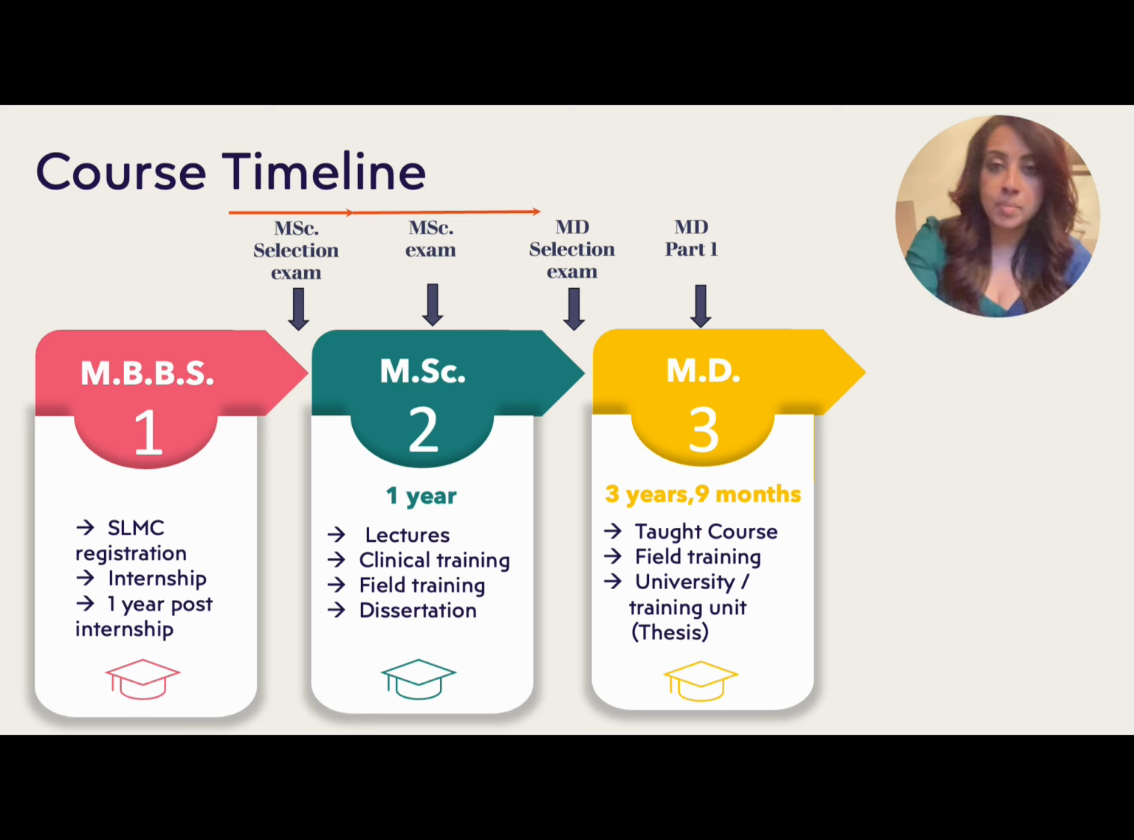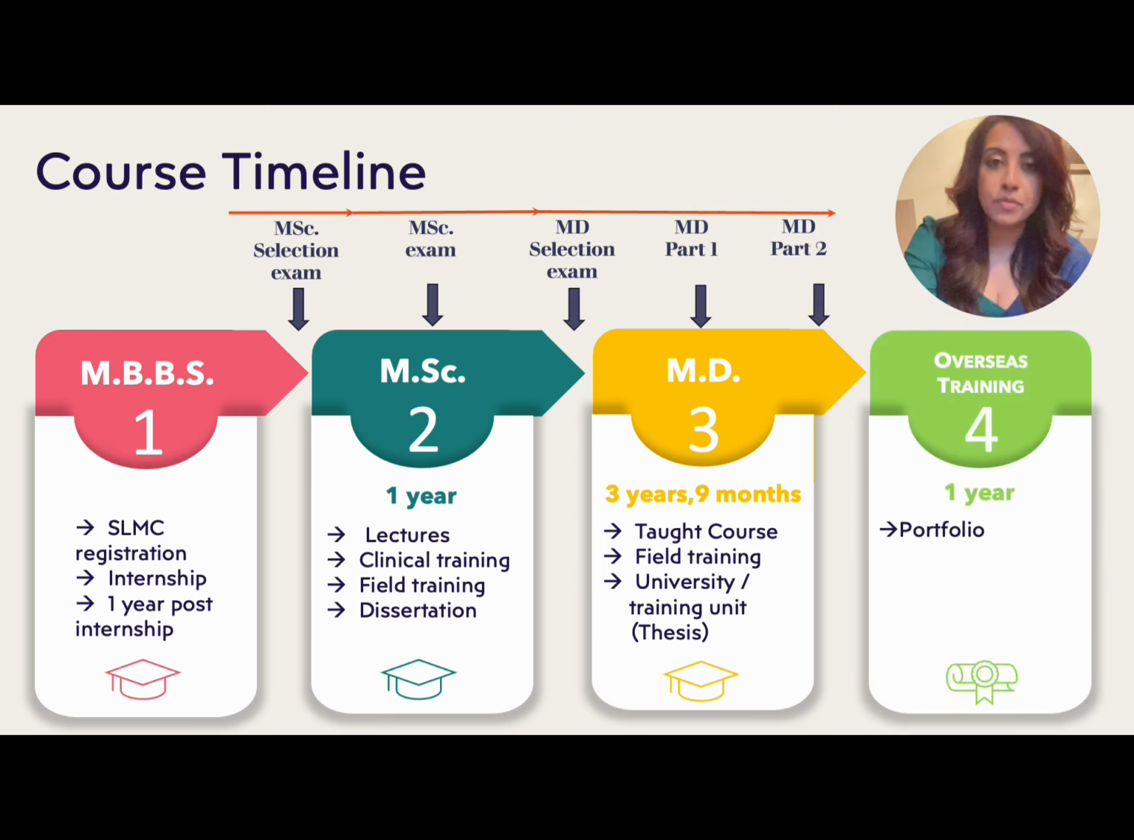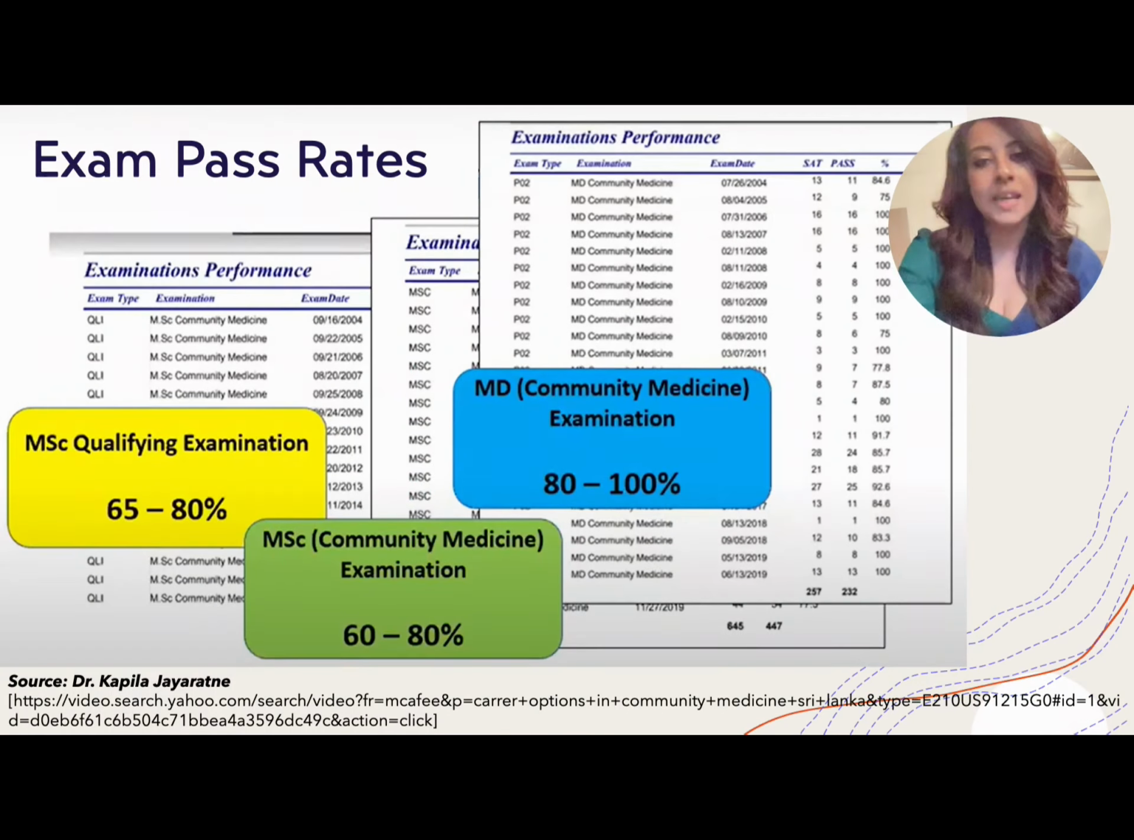So once the MOH appointment is completed, you will be attached to another training unit or a university to complete your research work. And once you submit your research and get through the viva, you will become a senior registrar in community medicine, and you have to complete 1 year of senior registrar period, and then you can go for your overseas training for another year. So if you want further information, you can freely download the community medicine MSc and MD prospectus from the PGIM website. Exam passing grades vary in community medicine.